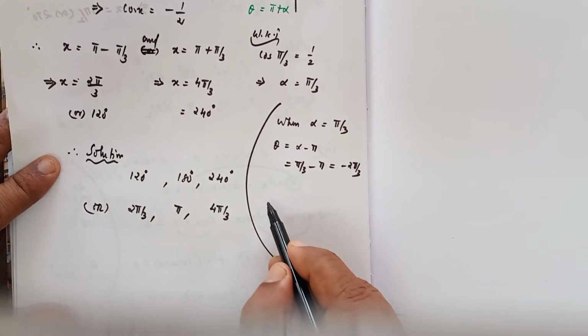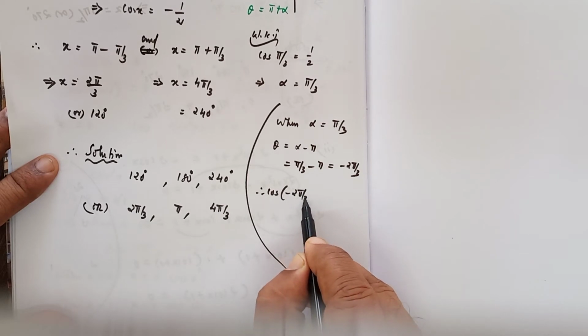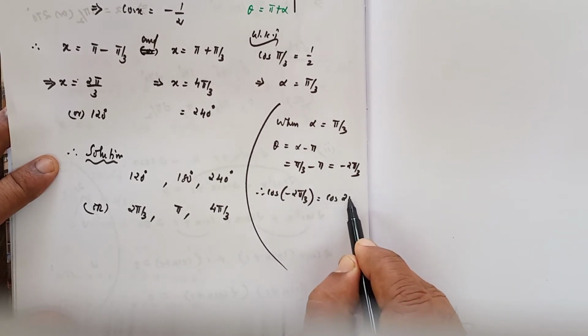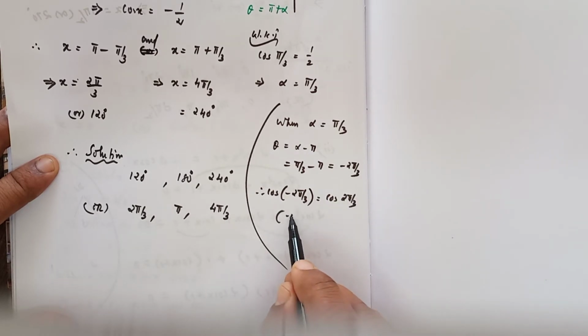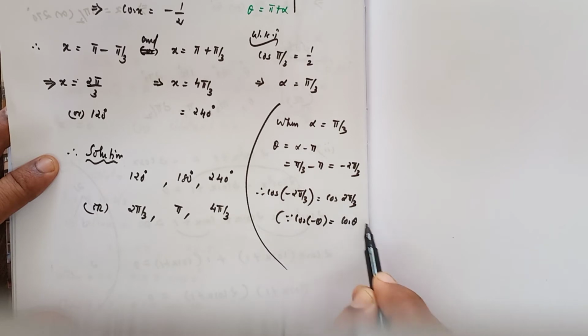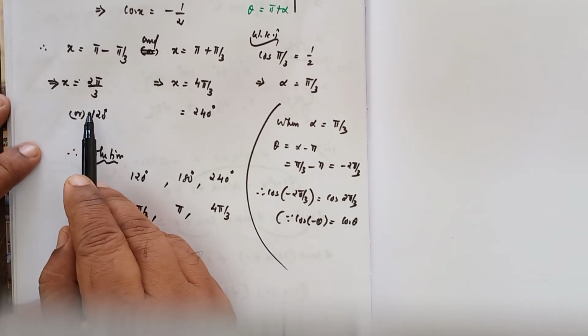Cos of minus 2 pi by 3, therefore cos of minus 2 pi by 3, that is equal to cos of 2 pi by 3, because cos of minus theta that is equal to cos theta. So what's the angle here? Cos 120 degree. Here it is, already we have.